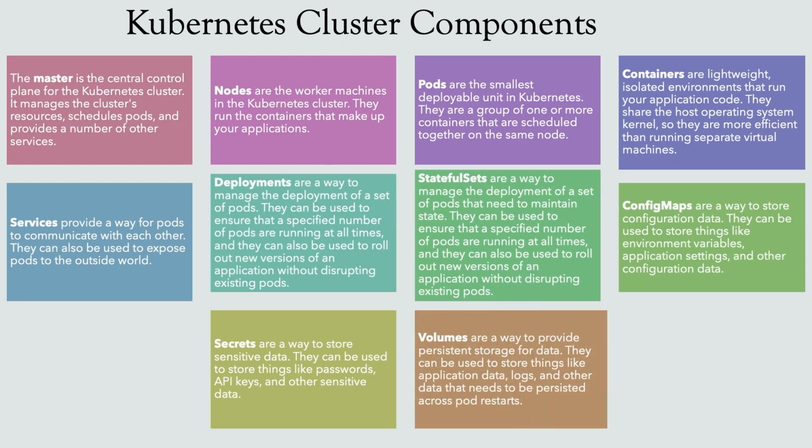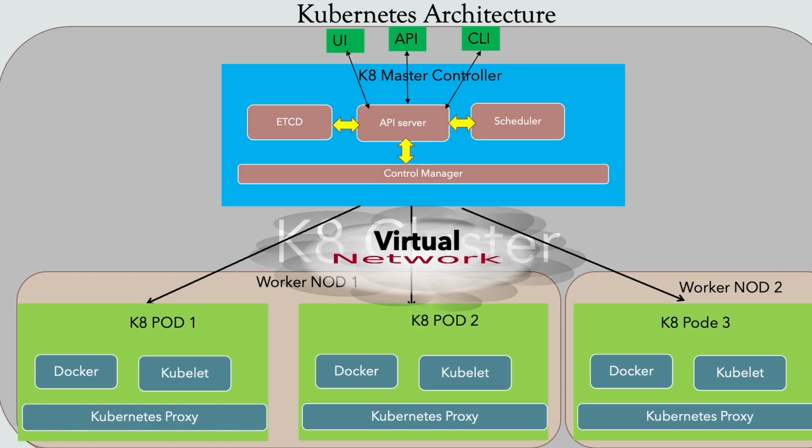And Volumes are a way to provide persistent storage for data. They can be used to store things like application data, logs, and other data that needs to be persisted across pod restarts. Okay, let's go through the Kubernetes overall architecture.